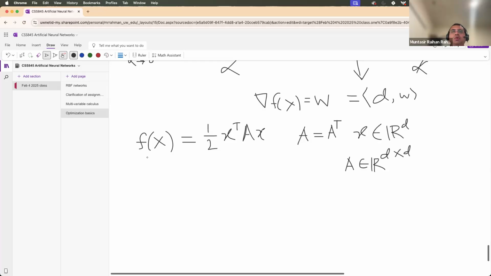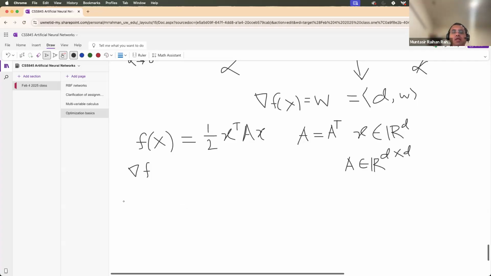Okay, so now I want to take the derivative. I want to find the gradient of f. What is your guess of the gradient of f? A times x, but to match the dimension it has to be A times x, right? That's exactly correct.